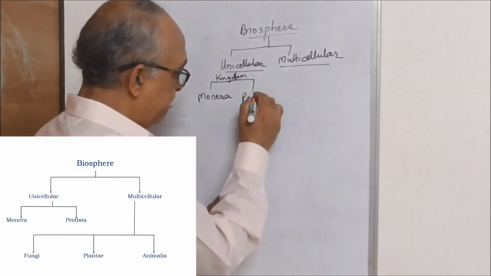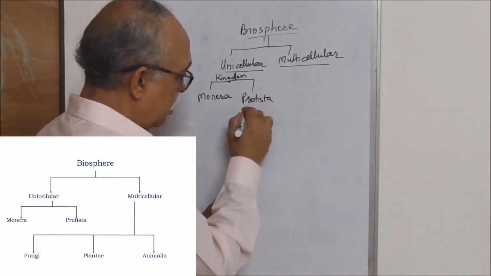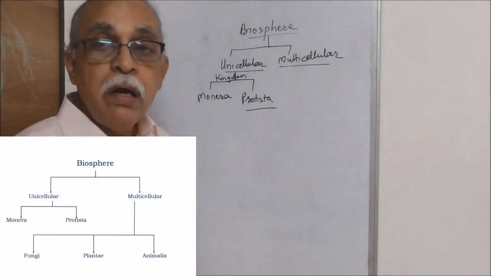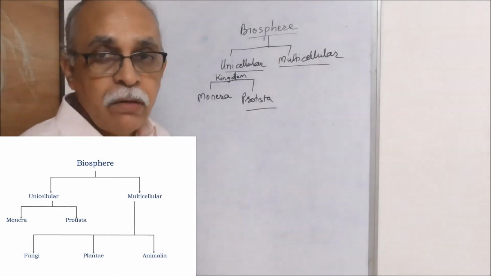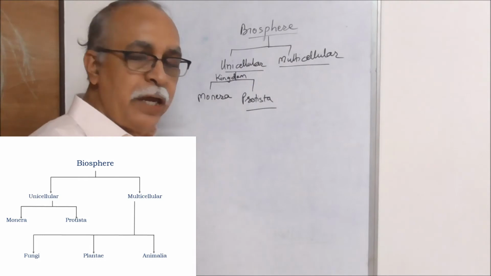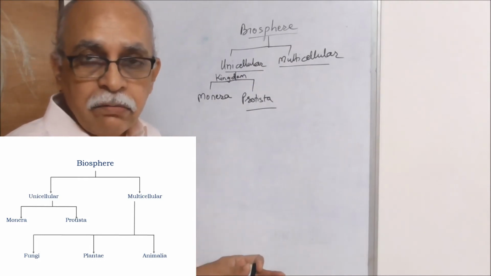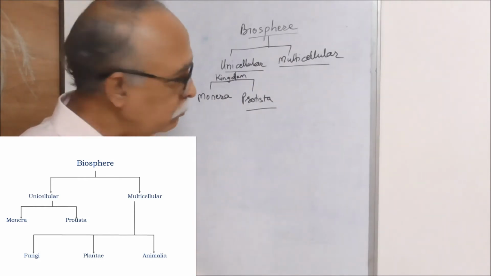Second one would be Protista. That would include eukaryotic unicellular organisms. Eukaryotic means the nucleus is well defined. The cells are better developed.